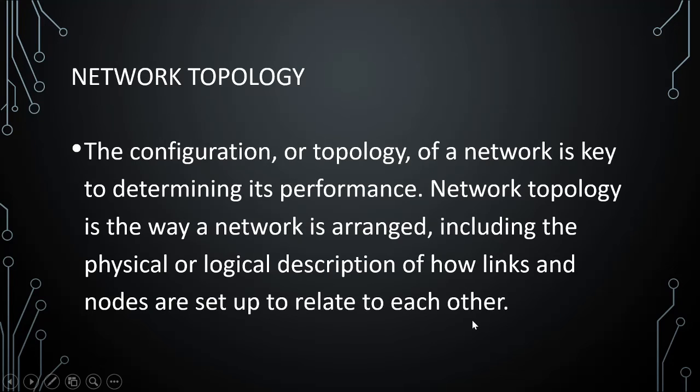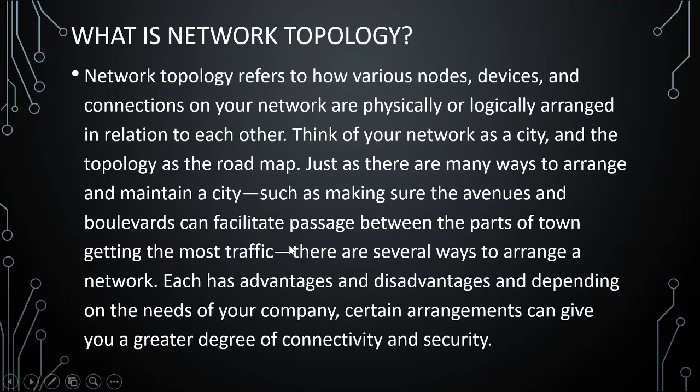Okay, so network topology. The meaning of network topology is, the configuration or topology of a network is key to determining its performance. So network topology is the way a network is arranged, including the physical or logical description of how links and nodes are set up to relate to each other. We can expand our discussion further when we go to the types of network topology. So what is network topology?